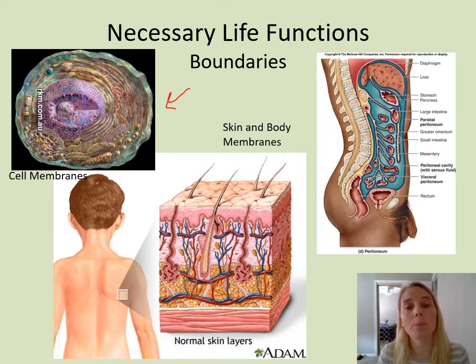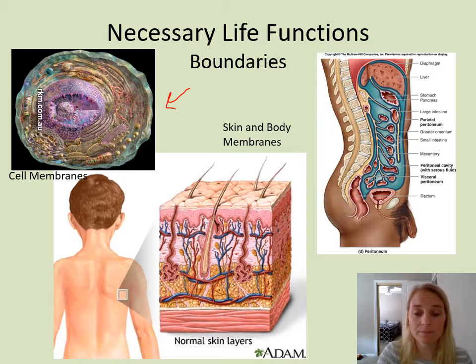So that physical boundary of the plasma membrane keeps all the cell components in, helps to regulate homeostasis, and separates cells from the outside world. Cell membranes are the most important boundary for living things because without them, we would not have living things.